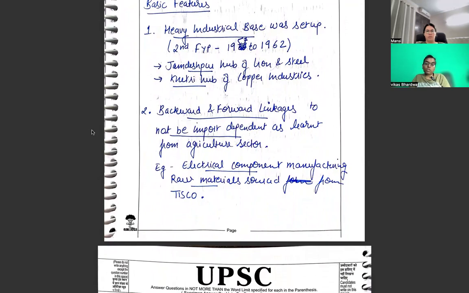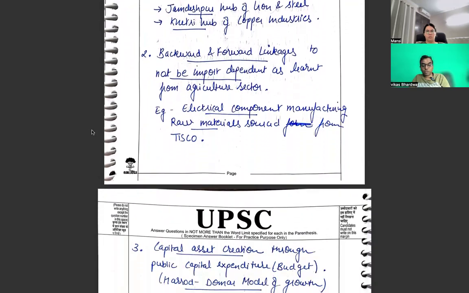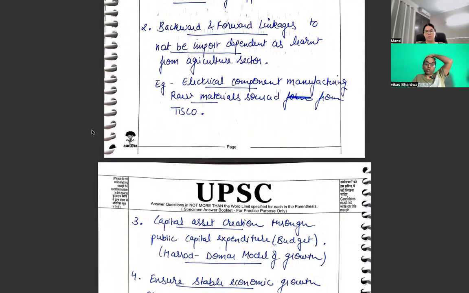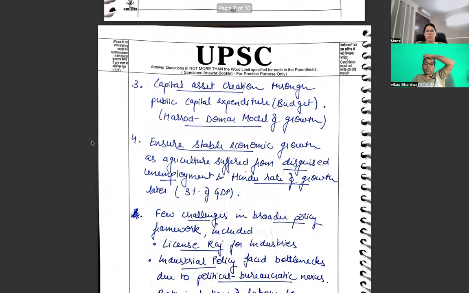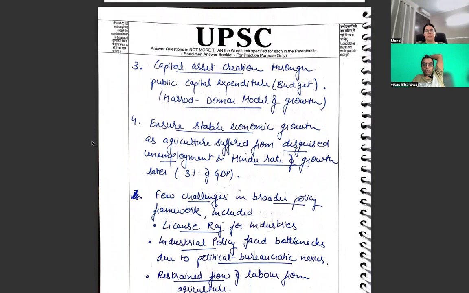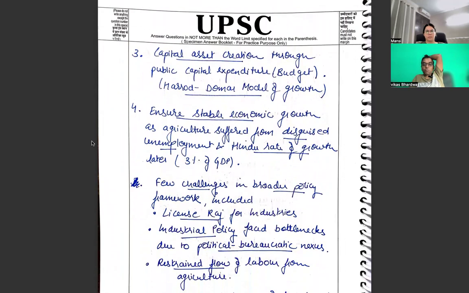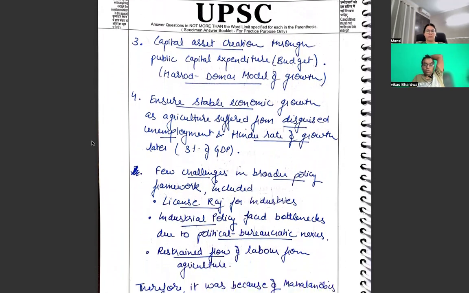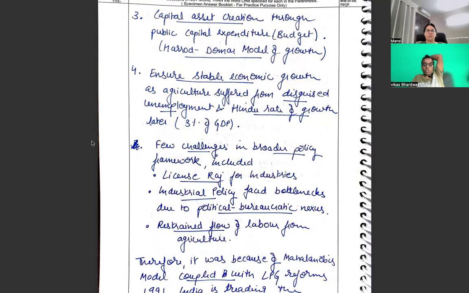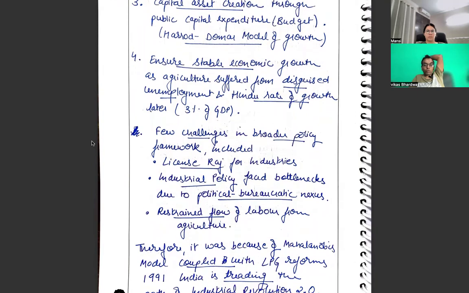Backward forward linkages, not to be import dependent, as learned from the agriculture sector. That means we believed in import substitution. Electrical component manufacturing and raw material sourced from Tisco. Okay, capital asset creation through public capital expenditure, budget, Harrod-Domar model of growth, to ensure stable economic growth as agriculture suffered from disguised unemployment, and the Hindu rate of growth, 30% of GDP.